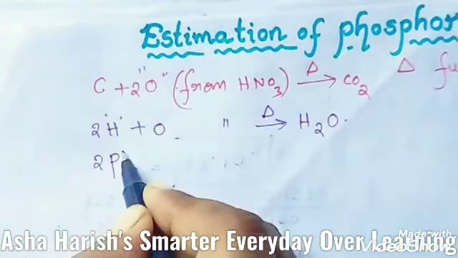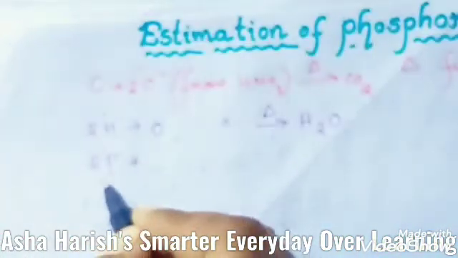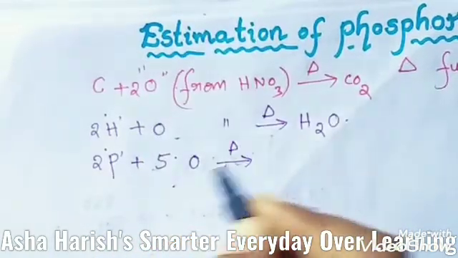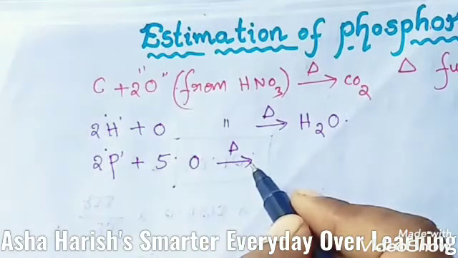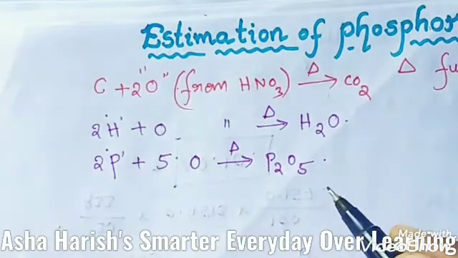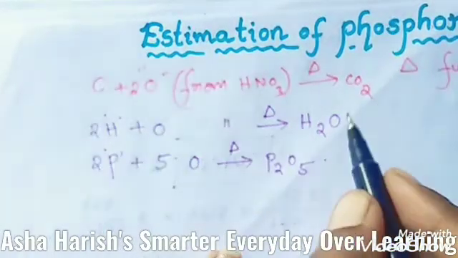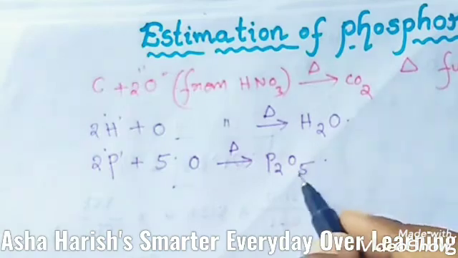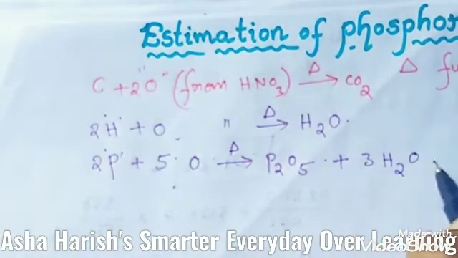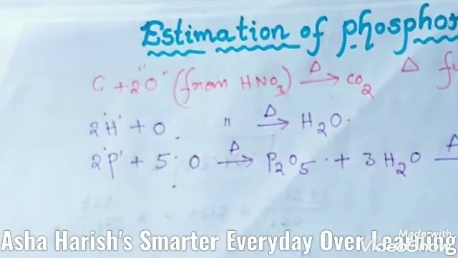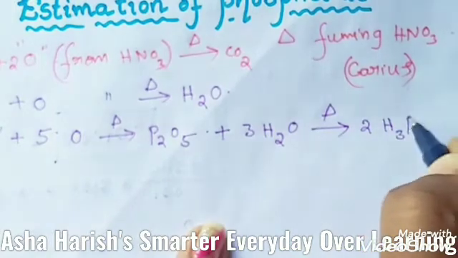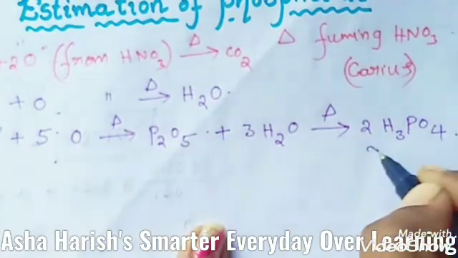Such a way, phosphorus also, if you take 2 moles of phosphorus and to this if you add 5 moles of oxygen, this is also from HNO3, if you heat this compound, P2O5 will be formed. If you dissolve this P2O5 with water, 3 moles of water, then again if you heat this compound, then students finally H3PO4 phosphoric acid will come here.